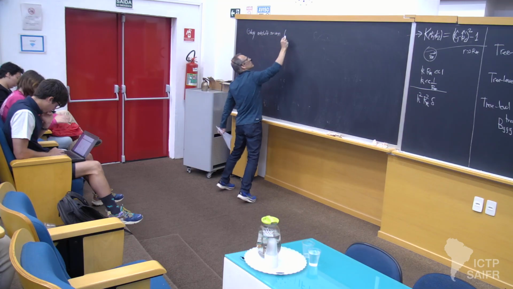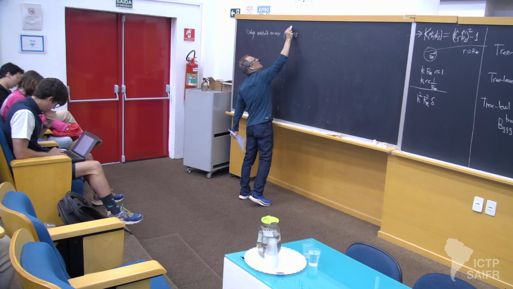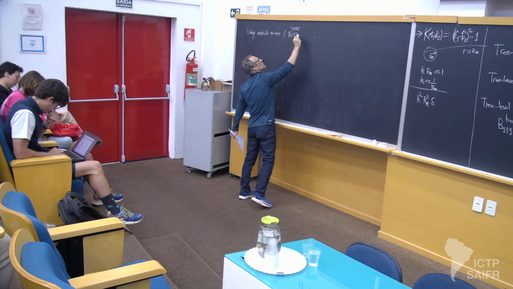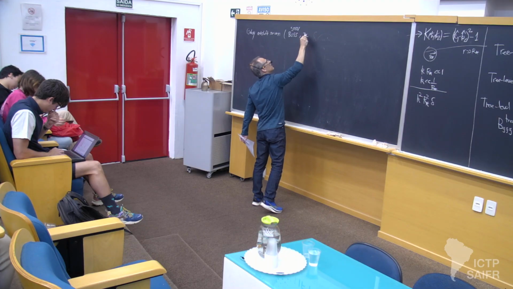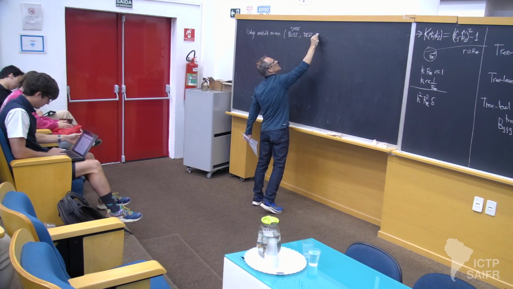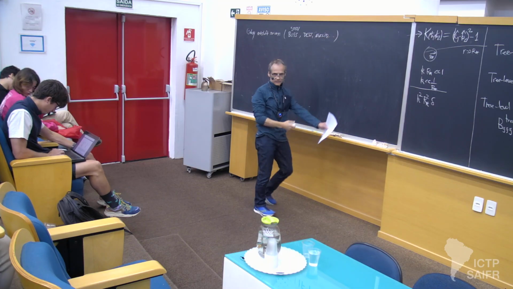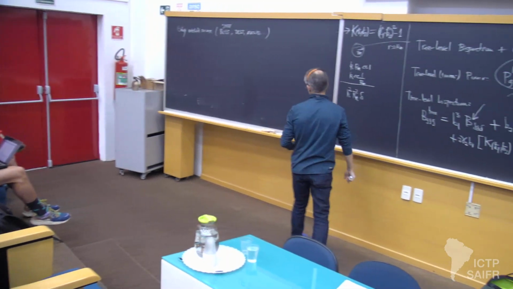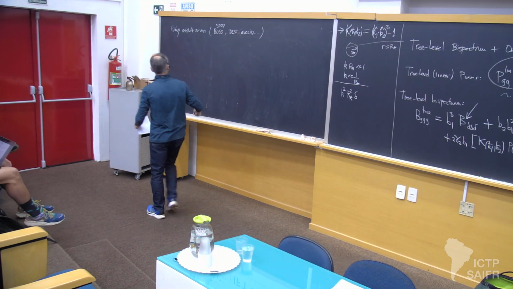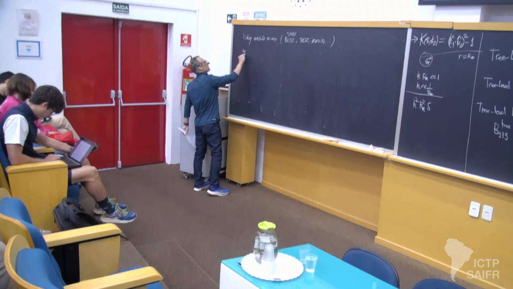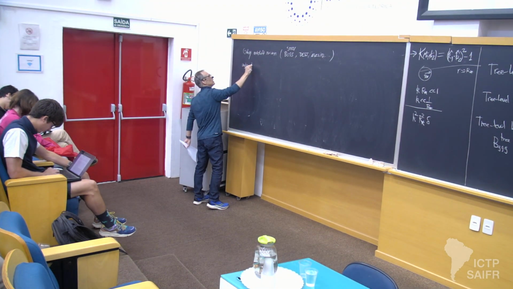So examples of these are SDSS, BOSS, DESI, Euclid. Sorry if I'm leaving out your favorite one. So we have angles on the sky plus redshifts.